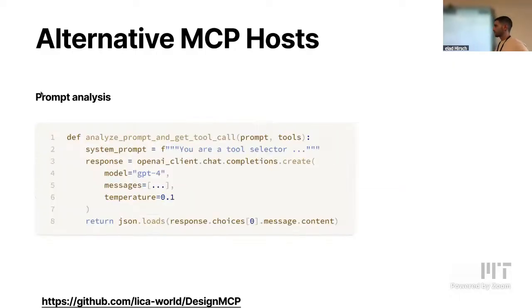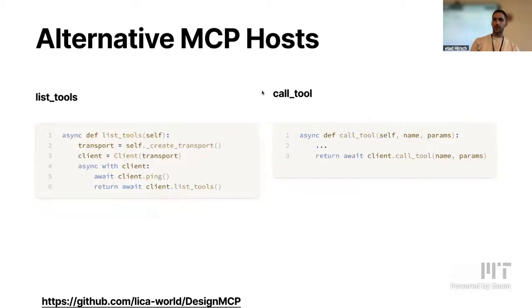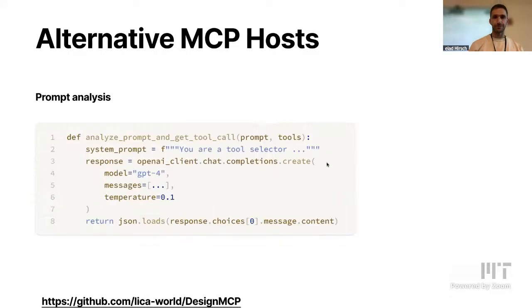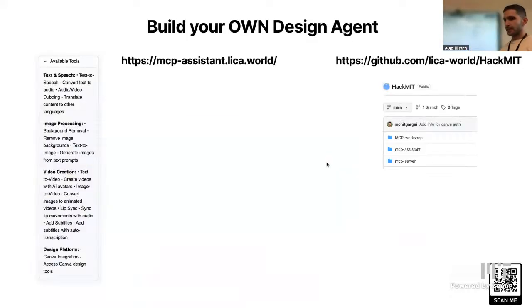And last, we have the prompt analysis. And this is where the LLM comes into the picture. So in this case, we use GPT-4. In the messages, we will give the LLM the user prompt, like create an invitation for a birthday party. We will give all of the tools which the host has access to, like all of the tools from the MCPs. And the LLM would understand what needs to be done. Then the LLM would process that, and we will be able to make the call tool call. Okay, so this is how you can do that.